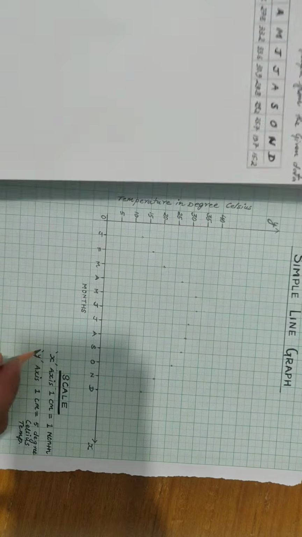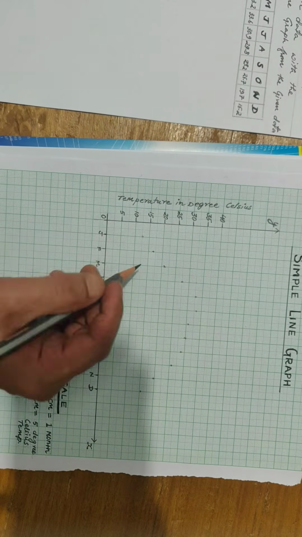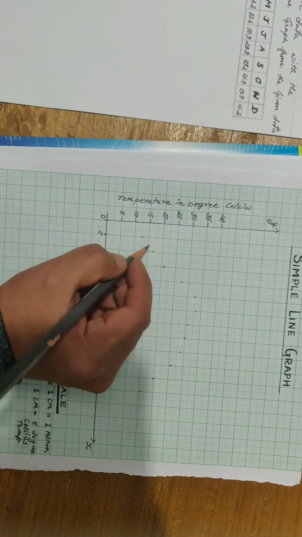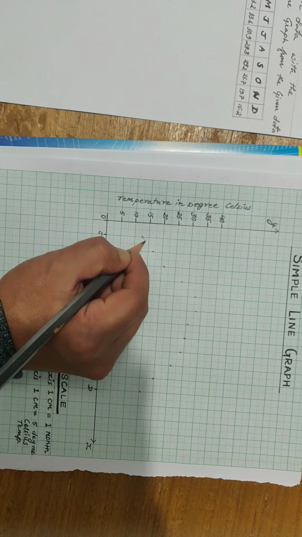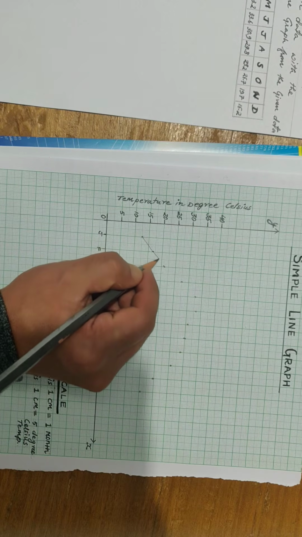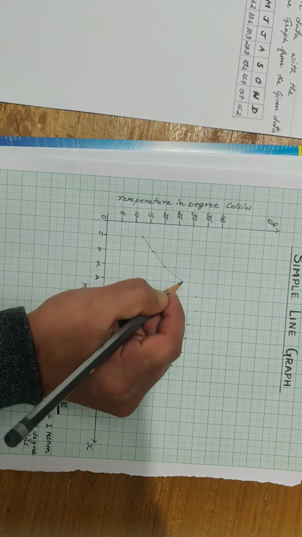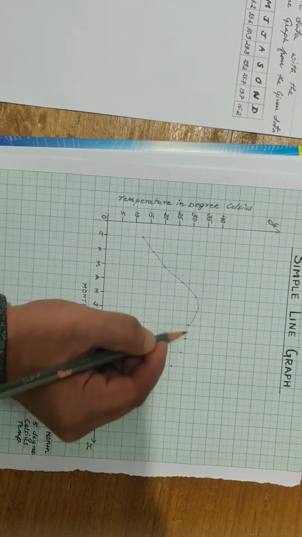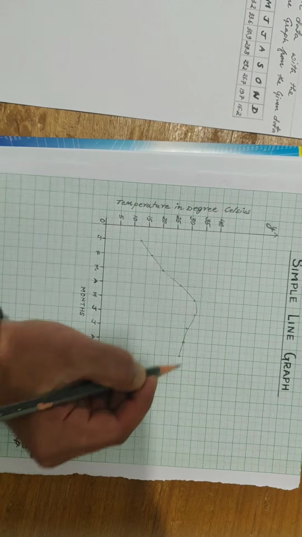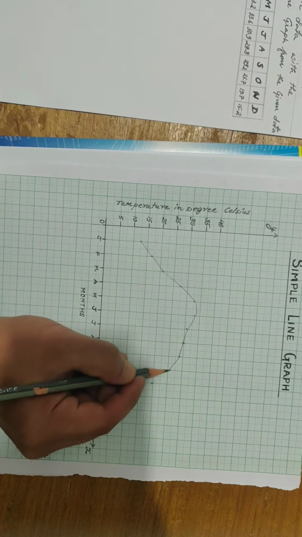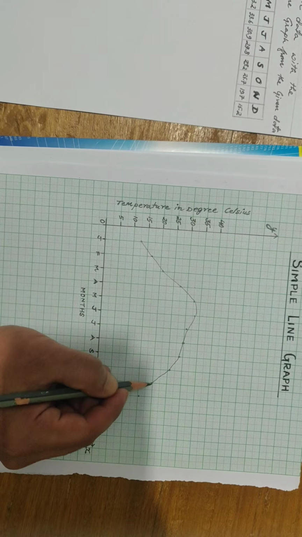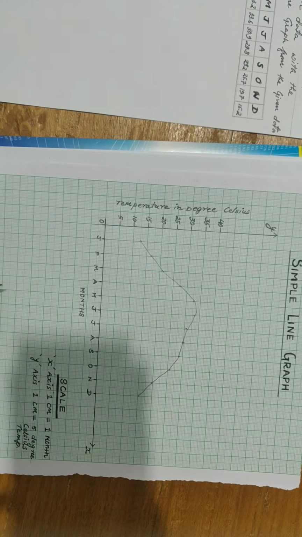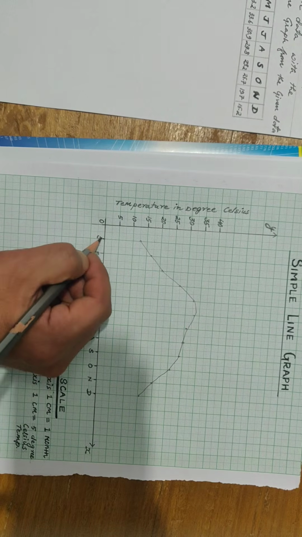In a simple line graph, what we do is we join the dots freehand. So I'll be joining the dots from here. With freehand, you don't have to use any scale. Okay, till here. So between 0 and January.